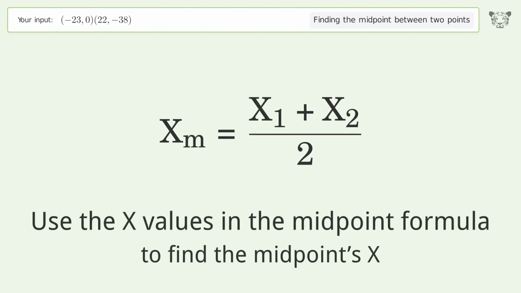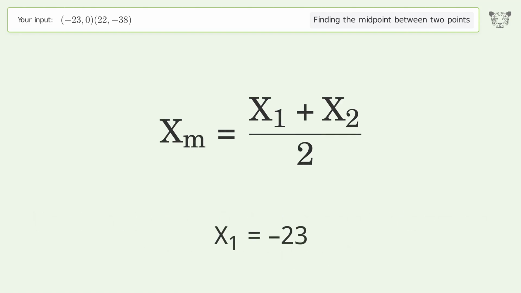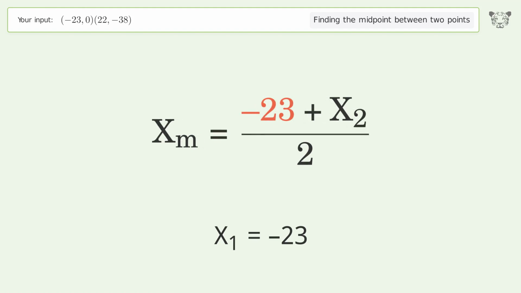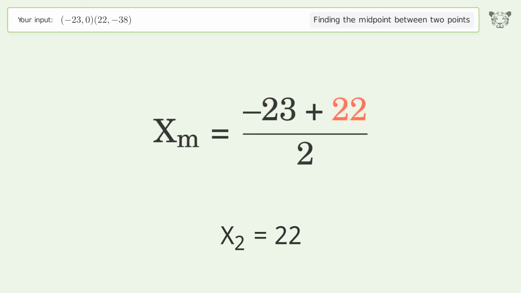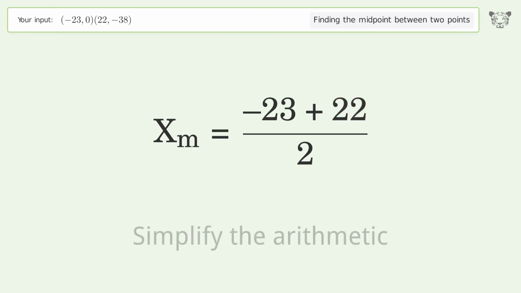Use the x values in the midpoint formula to find the midpoints x. x1 equals negative 23. x2 equals 22. Simplify the arithmetic.